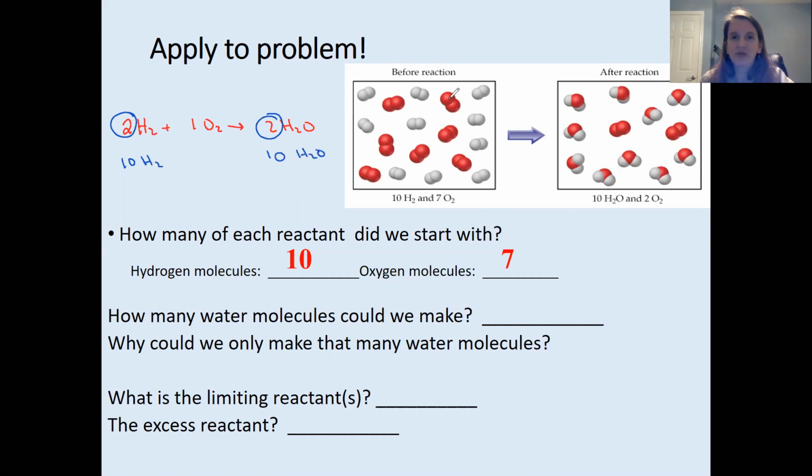And then this ratio here tells me that for every 1 oxygen, I can make 2 waters. So if I have 7 oxygens, I can make twice as many waters. Whichever one produces the least amount, in this case the hydrogen, only produces 10 waters, whereas the oxygen makes 14. The one that produces the least is telling us how many waters we can make. So that's why we can only make 10 waters.